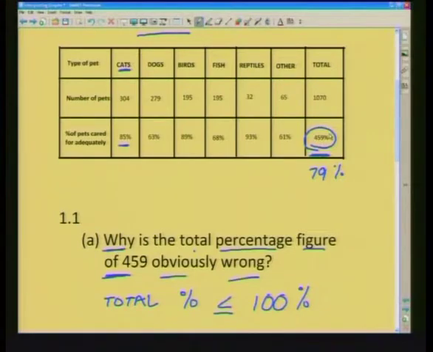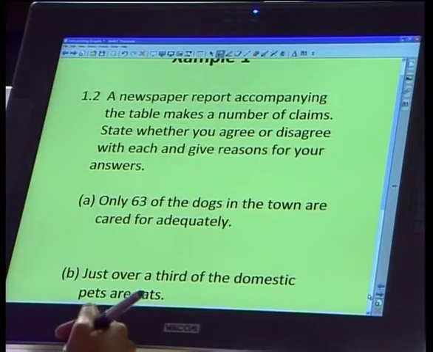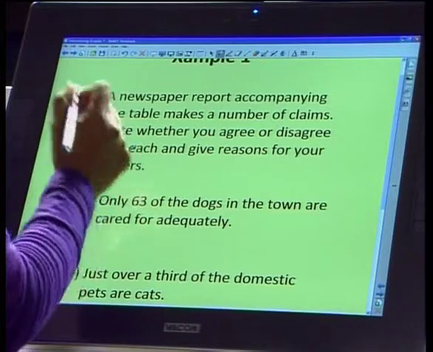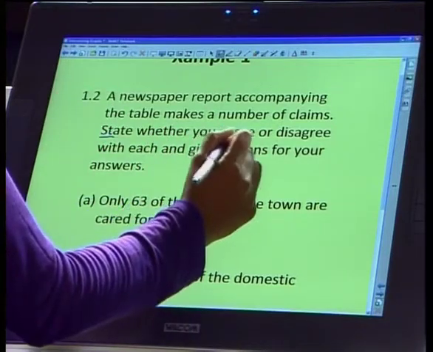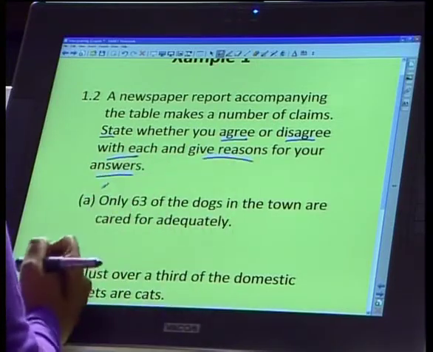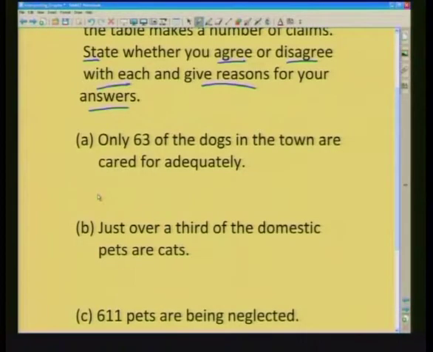Okay, guys, let's continue to the next part of this question. We are told that a newspaper report accompanying the table that we have just looked at makes a number of claims. They then want us to state whether we agree or disagree with each of them, and then give reasons for our answers. All right, so obviously we're going to have to work this out in order to be able to disagree or agree. They say only 63 of the dogs are cared for adequately.